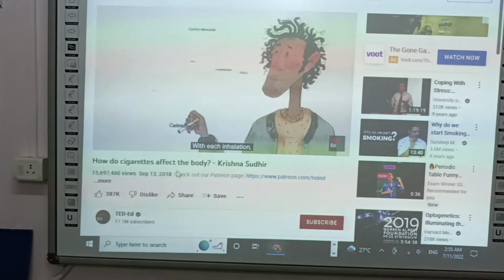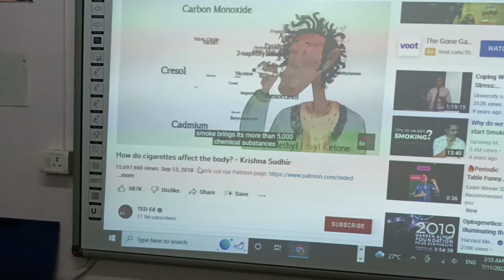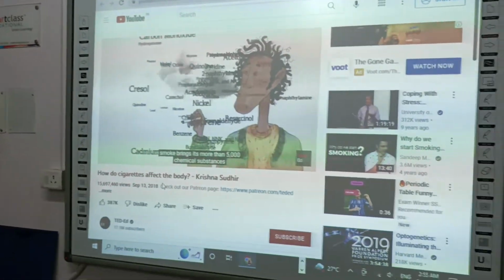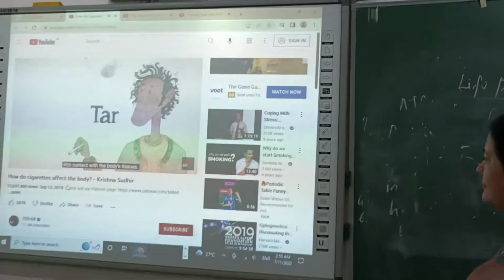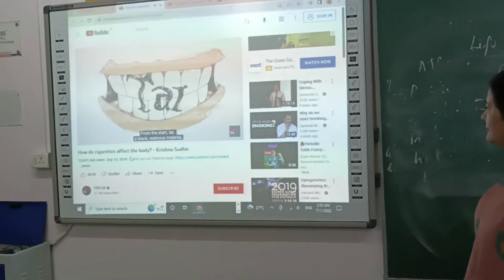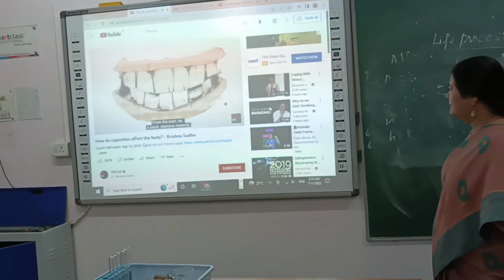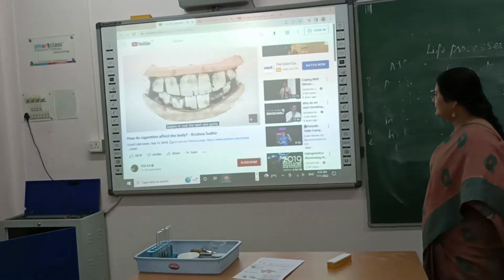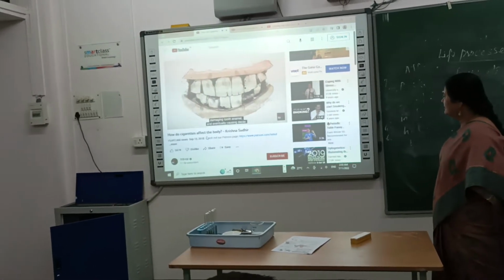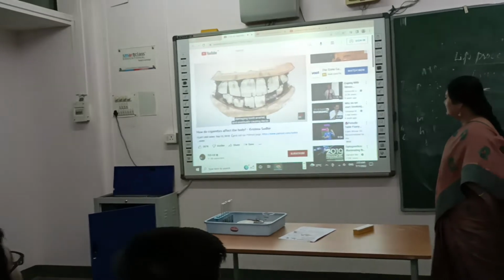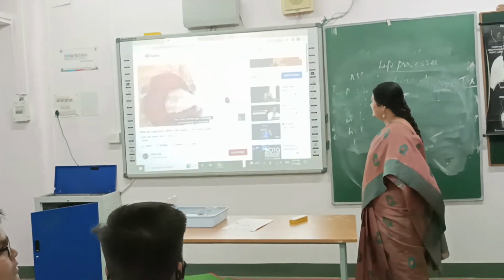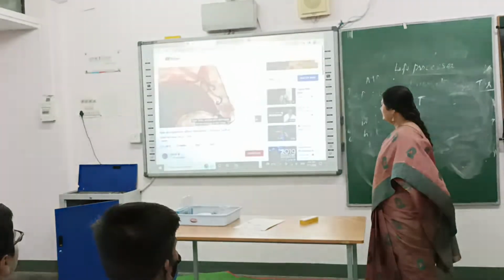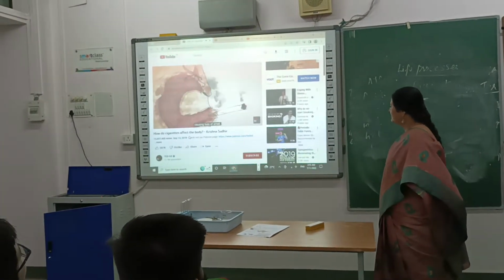With each inhalation, smoke brings its more than 5,000 chemical substances into contact with the body's tissues. From the start, tar, a black, resinous material, begins to coat the teeth and gums, damaging tooth enamel and eventually causing decay. Over time, smoke also damages nerve endings in the nose, causing loss of smell.